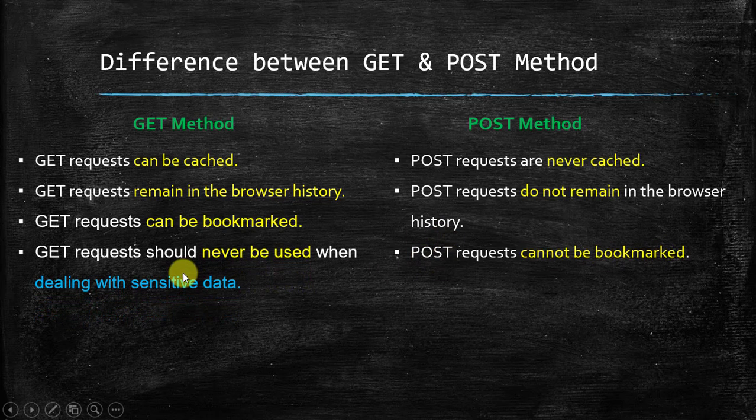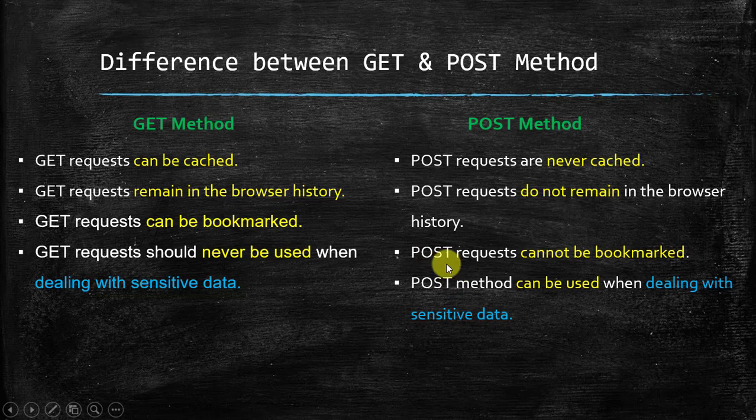Now the next difference is get request should never be used when we are dealing with sensitive information. If we want to send sensitive information like a password, then we cannot use get method. If you want to send any sensitive information, then you can use post method. Why can we not use get method while sending sensitive data? Because whatever information we are sending is visible to any user or third party. So a third party can easily see our information, and they can hack or steal it. So if we want to send sensitive information, we use post method.